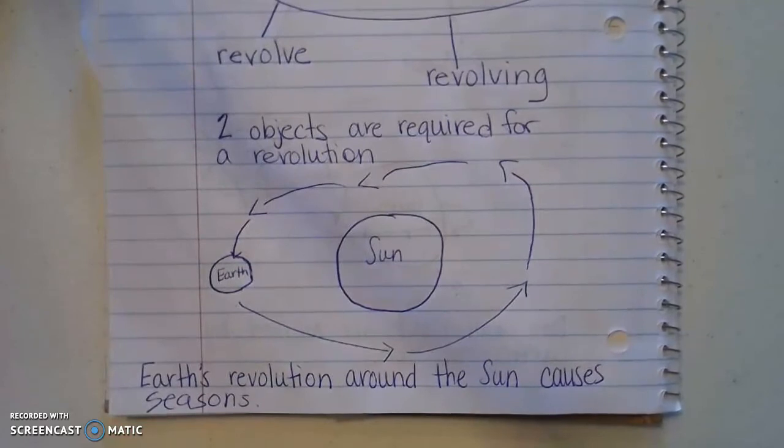Okay, so making sure we get in our notes: Earth's revolution around the sun causes seasons. So please get this in your head. Rotation and revolution are two different things. The Earth is rotating and revolving.